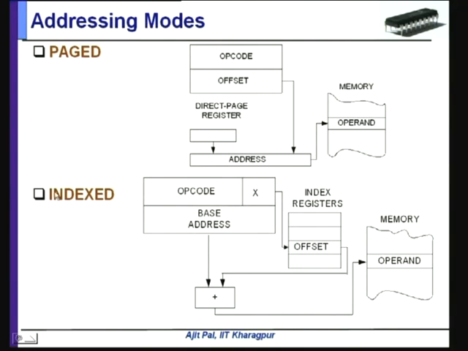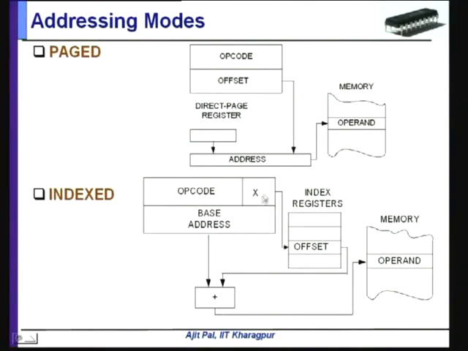Then indexed addressing is used to facilitate implementation of data structures like a queue, and as you can see we use a special purpose register X. This register gives you the offset value, and another register, the base address, is provided as part of the instruction. These two together are used to generate the address, and you get the operand here. This is very useful for accessing array elements.